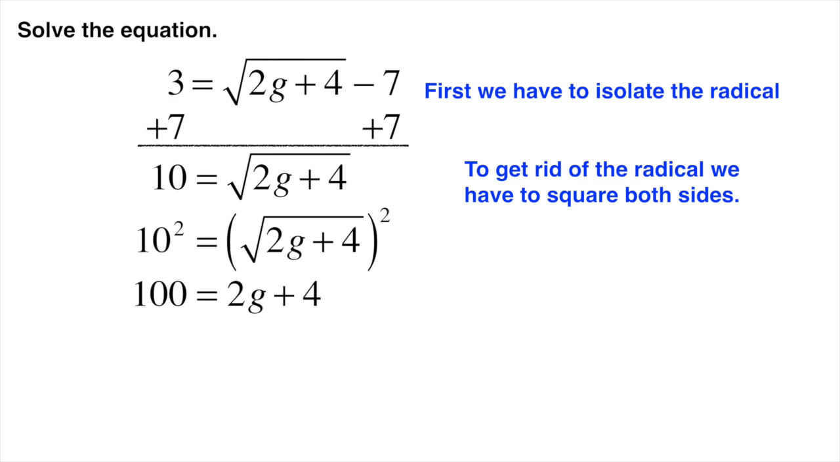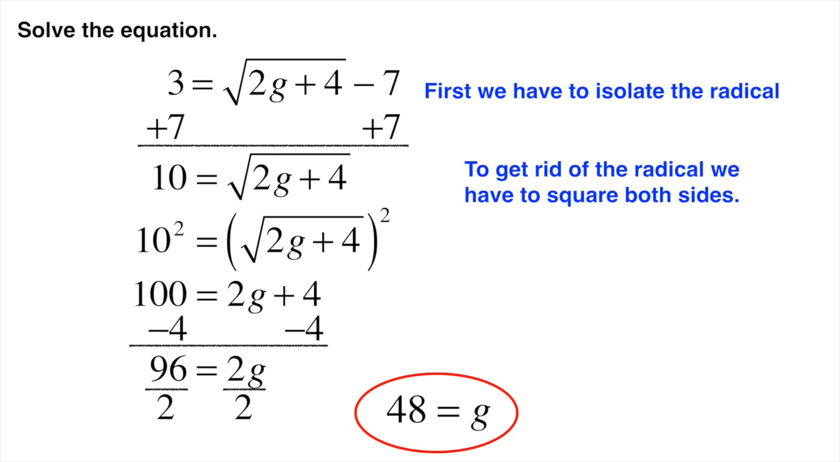Now we're going to solve this one just like a traditional equation. I'm trying to find the value of g. That means I need to get rid of this positive 4. So what I will do is subtract 4 from both sides. I find out that 96 equals 2g. 2 times g, so in order to get rid of that 2, I'm going to divide both sides by 2. I find out that g equals 48, and that is my answer on this one.